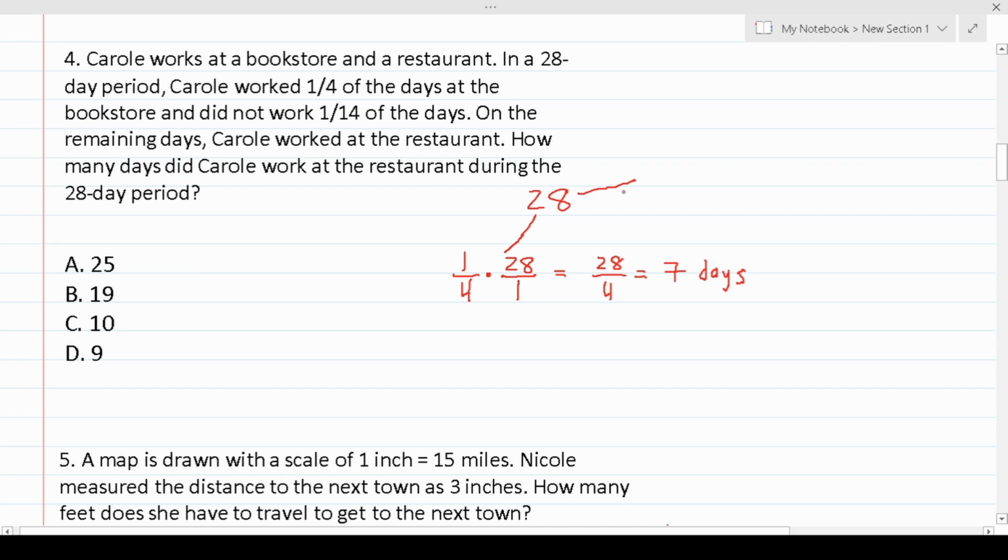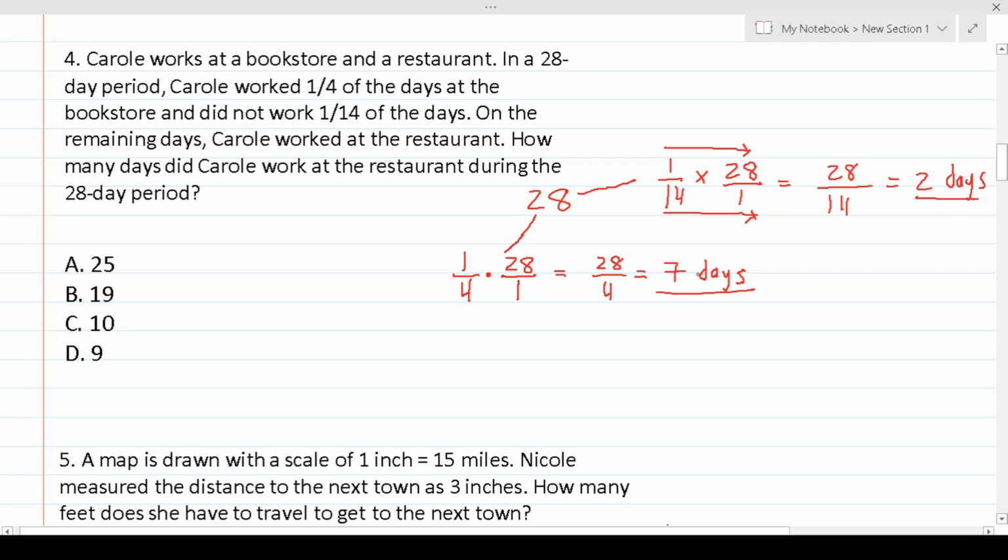Now, we're told that 1/14 of the days she doesn't work. So again, we can do 1 over 14 times 28. Again, we're multiplying a fraction and a whole number. To do this, we can write the whole number over 1 to make it a fraction as well, which is going to enable us to multiply straight across. This becomes 1 times 28, which is just 28, over 1 times 14, which is 14. 28 divided by 14 is 2. So we can see that in this 28-day period, she doesn't work for 2 days.